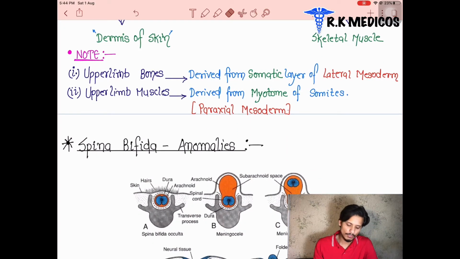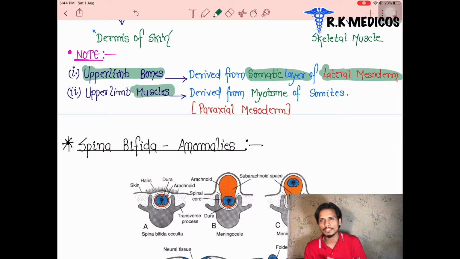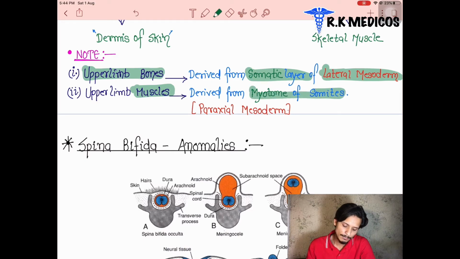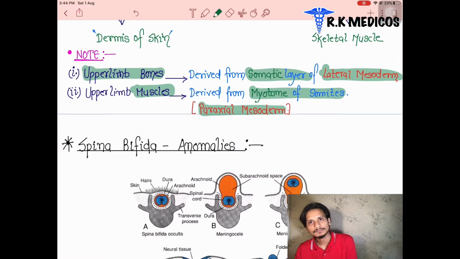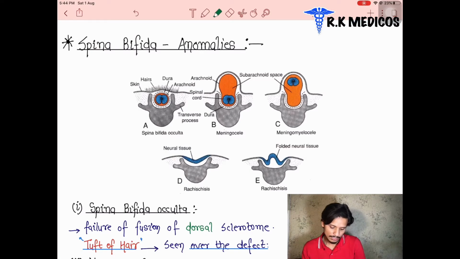Suppose in any patient, the bones of the upper limb are formed by the somatic layer of the lateral mesoderm. Now the muscles of the upper limb, the biceps, triceps, brachialis or radialis muscles, these are all the muscles in our hand, upper limb. How are they formed? They are formed by the myotome of the somites, which are basically derived from the paraxial mesoderm. So the lateral mesoderm forms the bone, but the paraxial mesoderm forms the muscles.